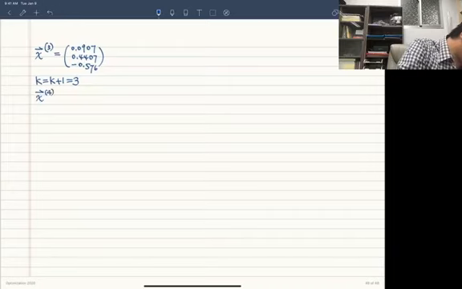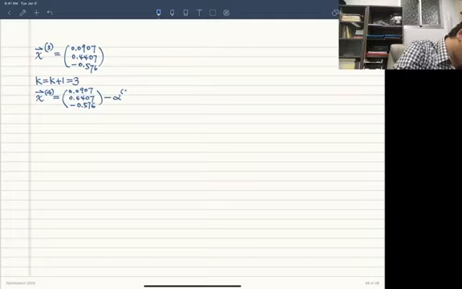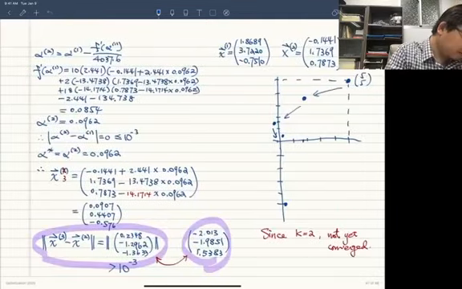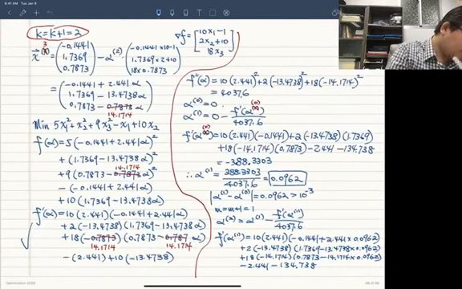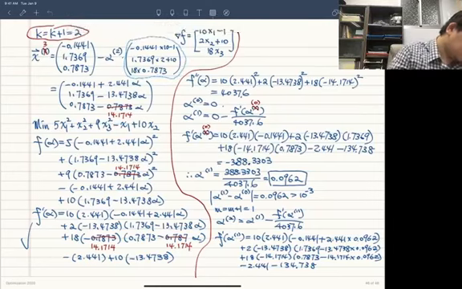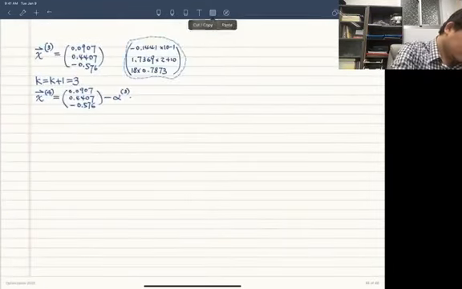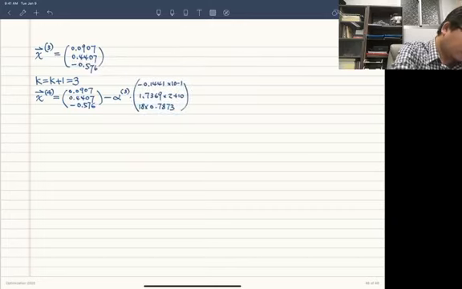So k4, minus alpha 3 times the gradient. What does the gradient look like? Gradient looks like this, but with different numbers.